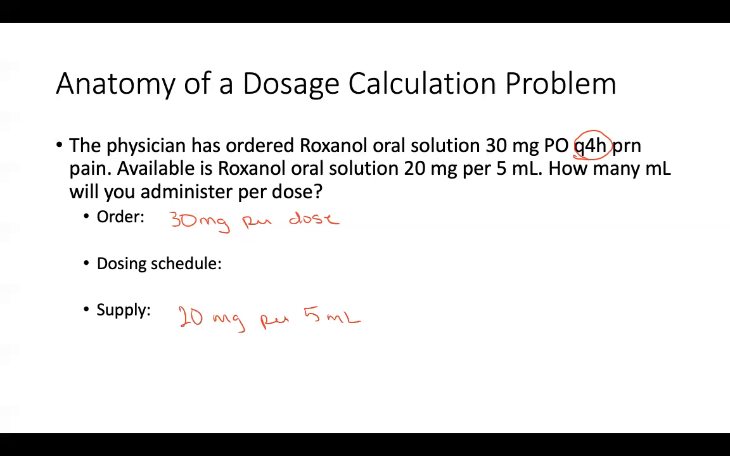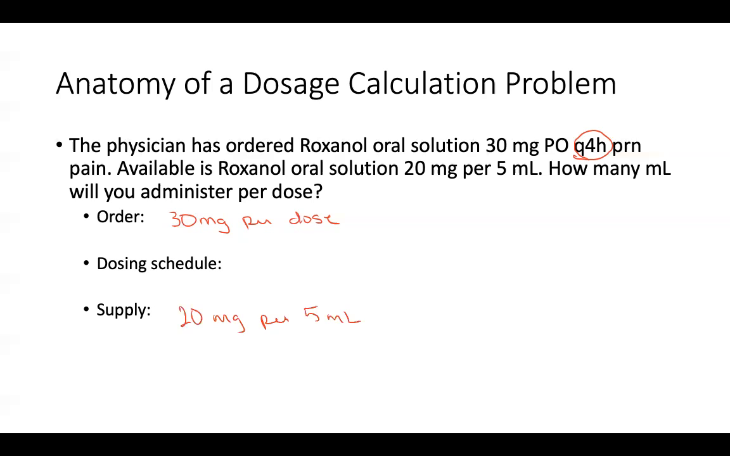Okay. So the third piece of information that I will try to get out of this problem is the dosing schedule. So what I mean by that is I want to compare the dosing schedule of the order against what the question is asking me. Okay, I want to make sure it matches. If it doesn't match, that tells me that I'm going to have to plug in a little bit more information when I'm solving this problem.